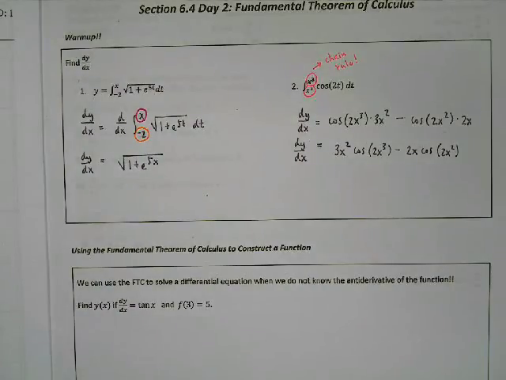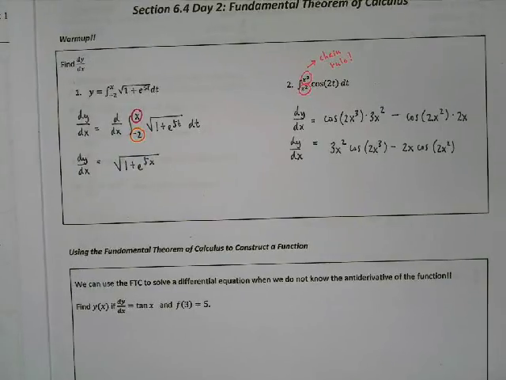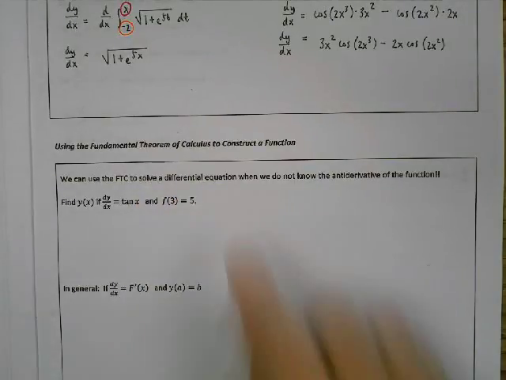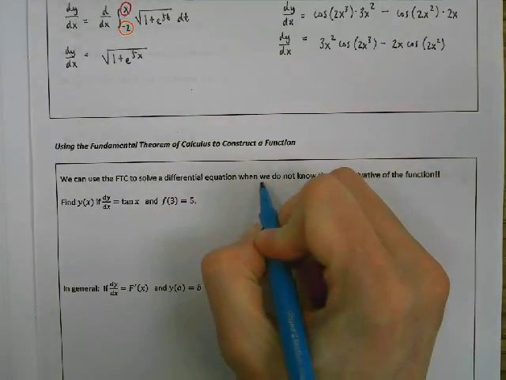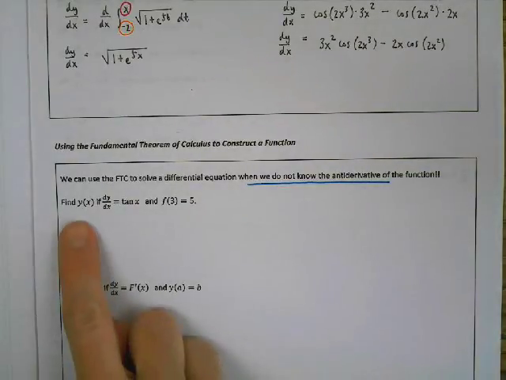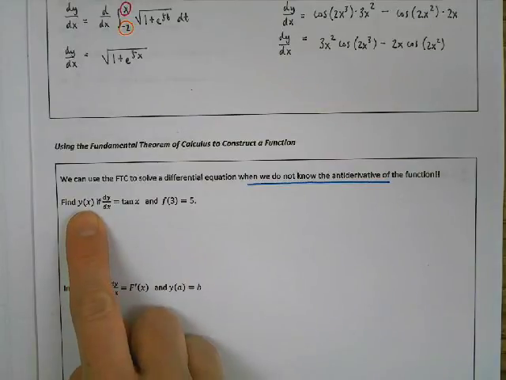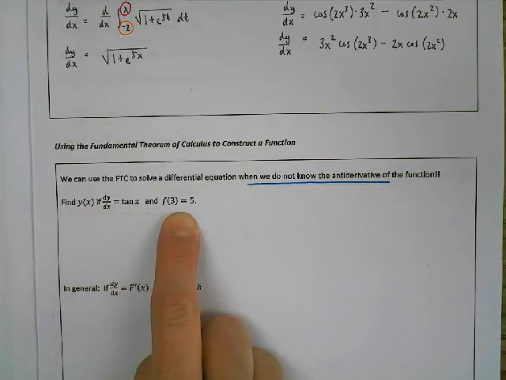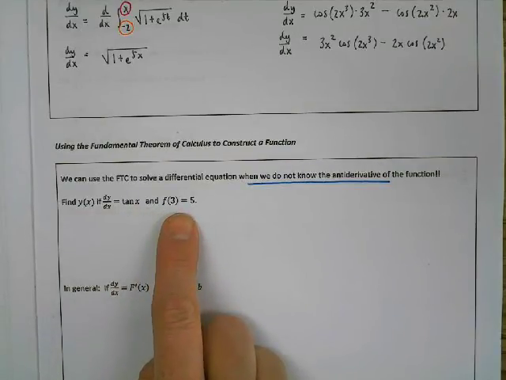So now what we're doing today, the new piece, is we're going to use the fundamental theorem to help us construct a function. Okay, and just like it says in the notes here, the fundamental theorem is going to really help us to solve differential equations when we don't know the antiderivative. That's when this is going to be extremely helpful to us. So here's how it kind of works. So our job is to find the original function, y of x, if the derivative is tangent of x, and we have our initial condition, f of 3 equals 5.